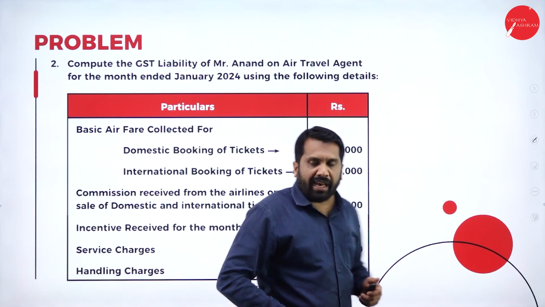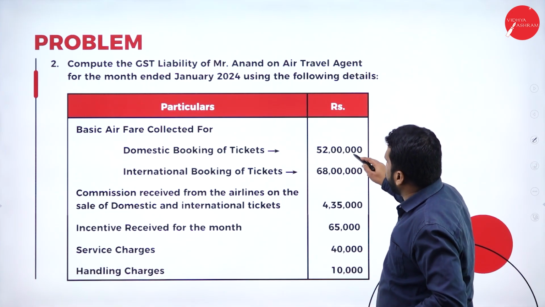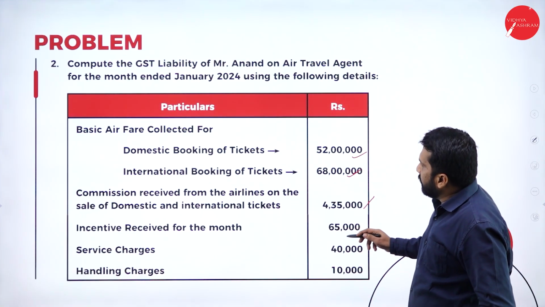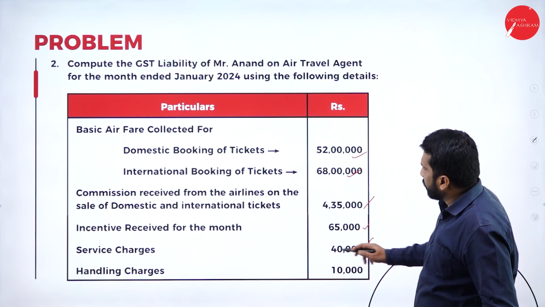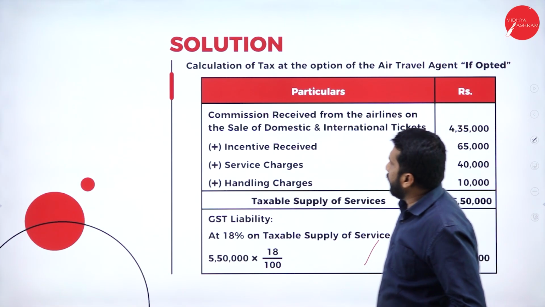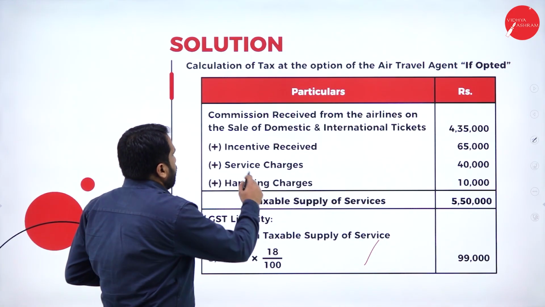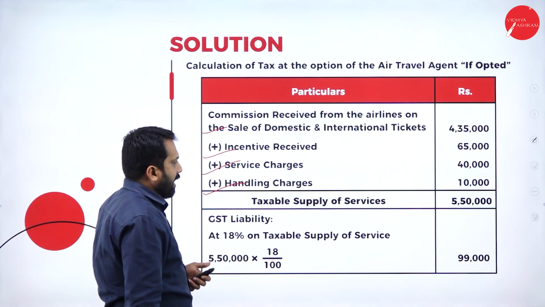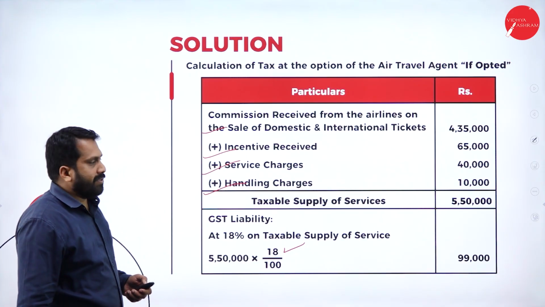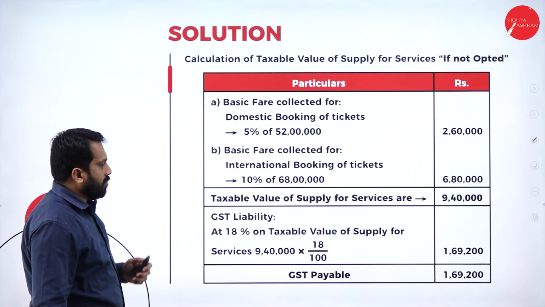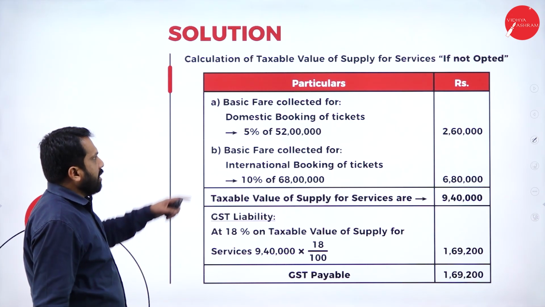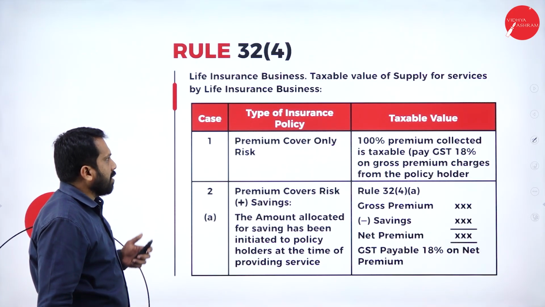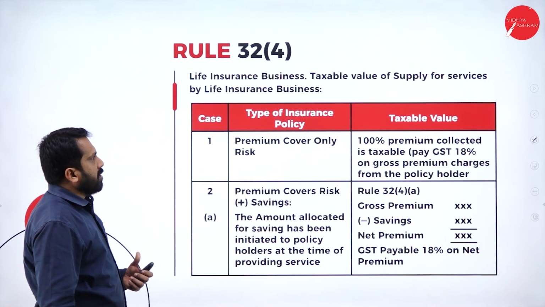Now, similarly, we calculate the basic airfare, international ticket booking, then commission received, then incentive received per month, service charges, handling charges. If you add everything, you will get taxable supply. On that you calculate your GST. Same procedure. If it is domestic, go with 5%, international, go with 10%. Now, this is all about your insurance services.